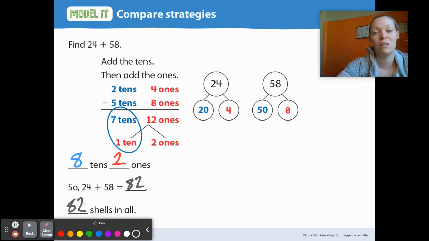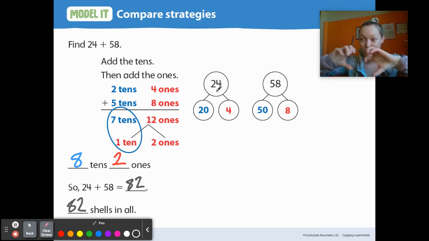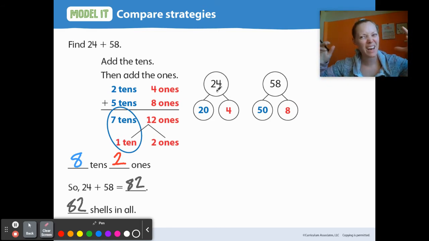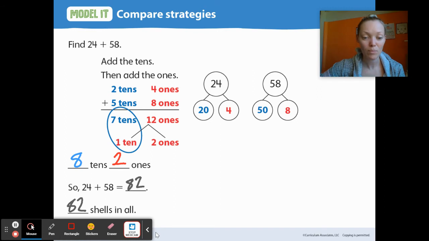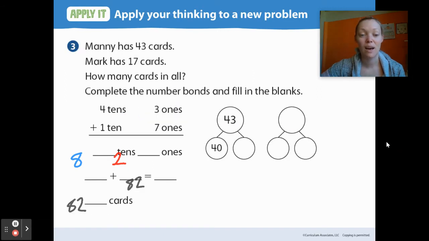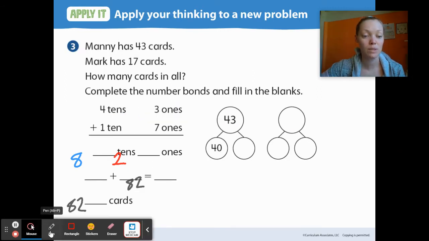82 shells in all. So they used number bonds to break up the numbers, to separate the 10s and 1s, because you want to separate the 10s and 1s in this number so that you can group these ones with these ones. See how they did this? They grouped their 10s together here and grouped their 1s together here. So we're going to look at a couple of the apply it problems.